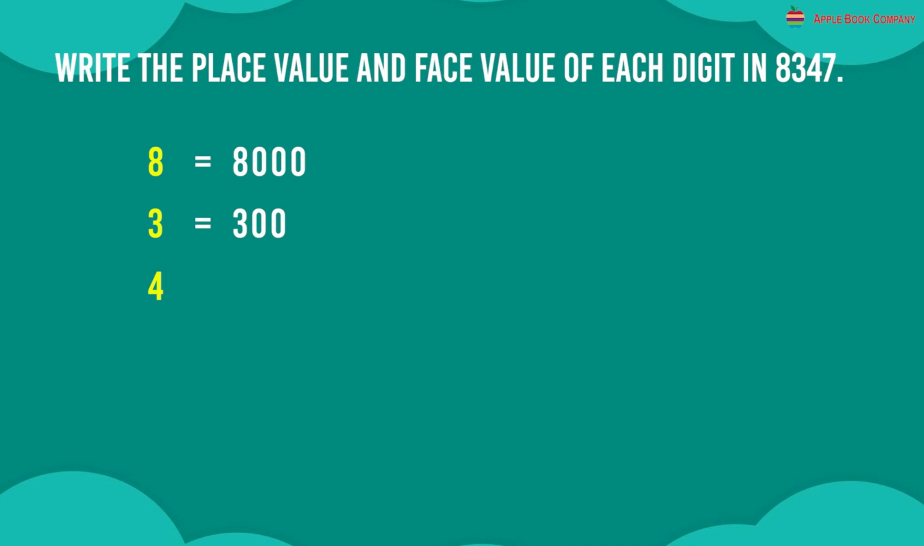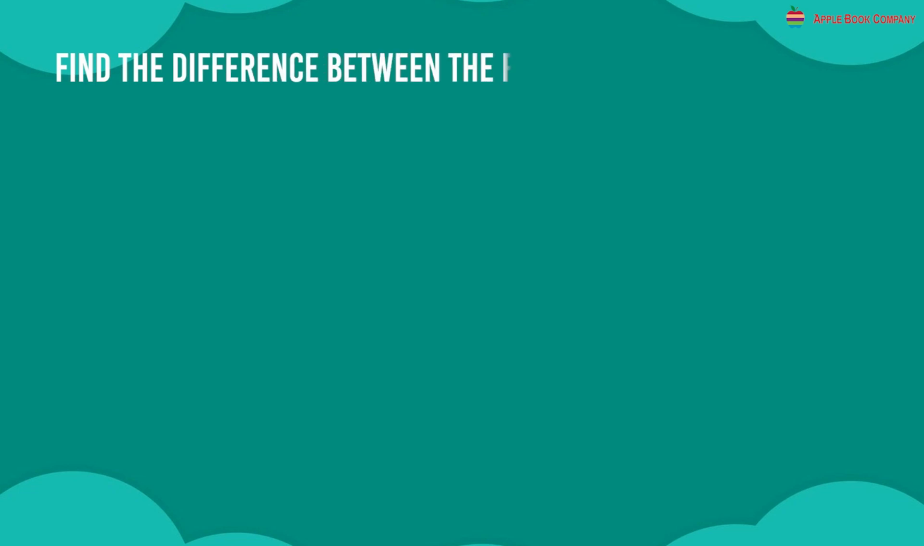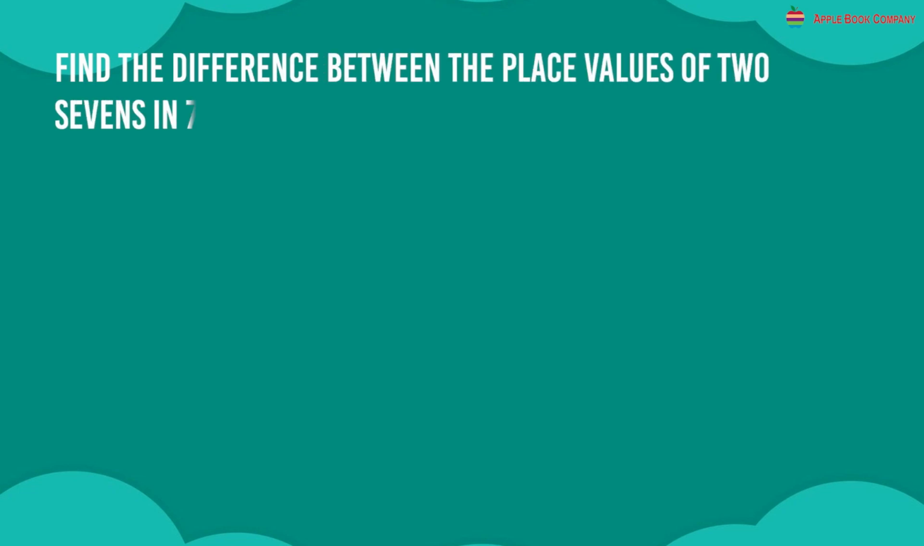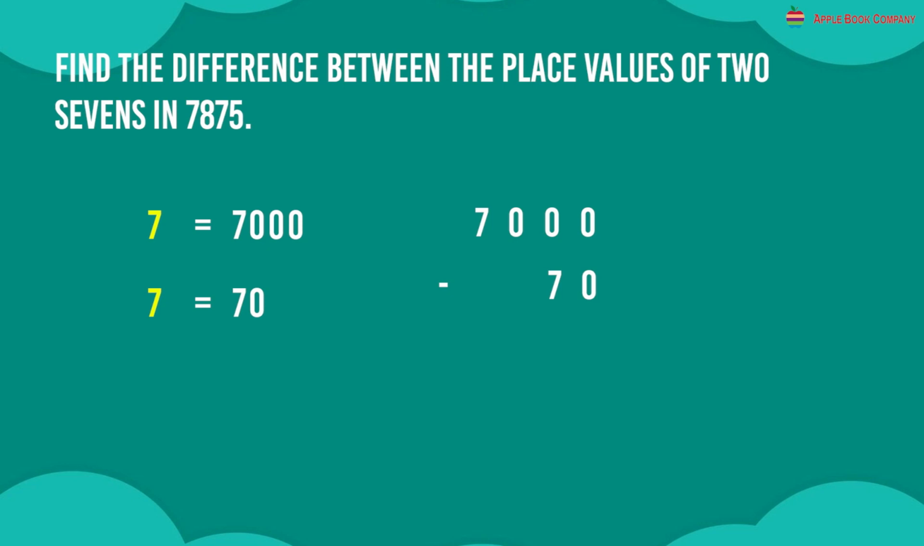Place value of 4 is 40. Place value of 7 is 7. Find the difference between the place values of two 7s in 7875. Place value of the first 7 in 7875 is 7,000 and the second 7 is 70. The difference will be 7,000 minus 70, which is 6930.